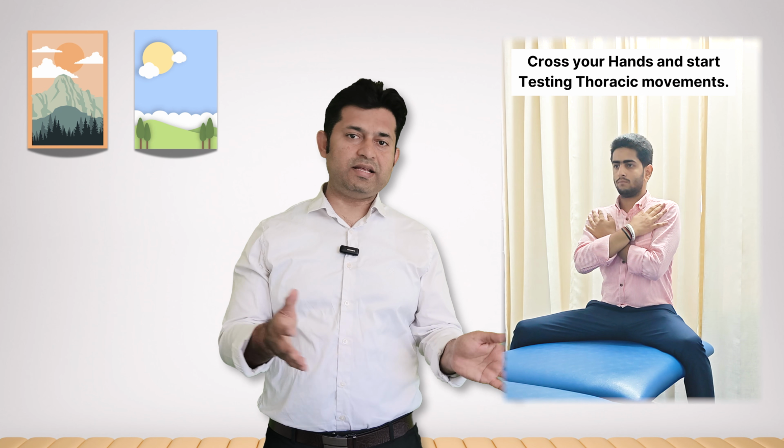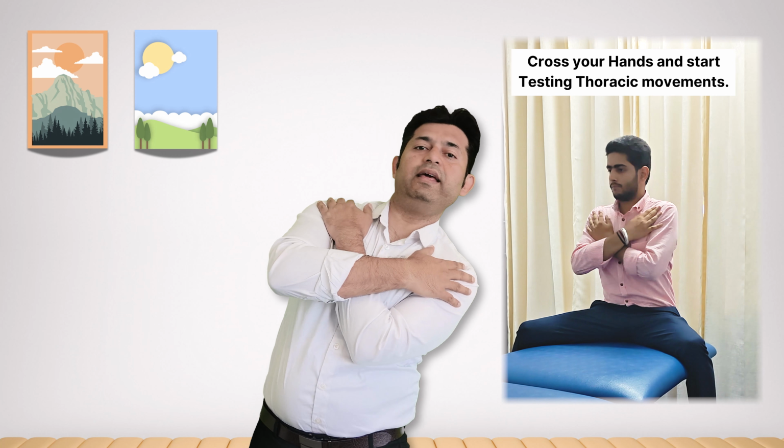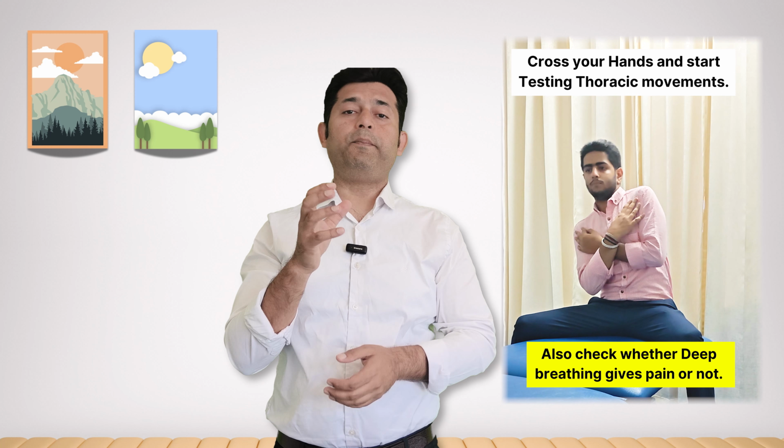Just ask the patient to sit with both legs on either side of the treatment couch and cross their arms. Then start assessing the motions of thoracic flexion, asking the patient to slouch forward, thoracic extension, followed by thoracic rotations on either side, and finally the side bending motions. Also ask them to take a deep breath and see the effect it has on the pain and limitation of function.